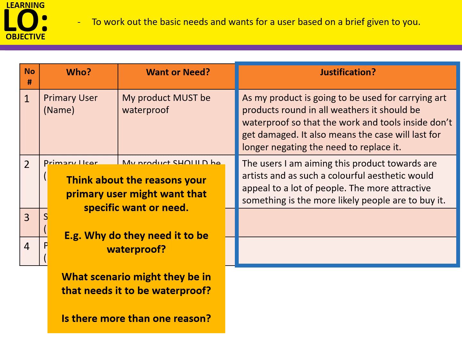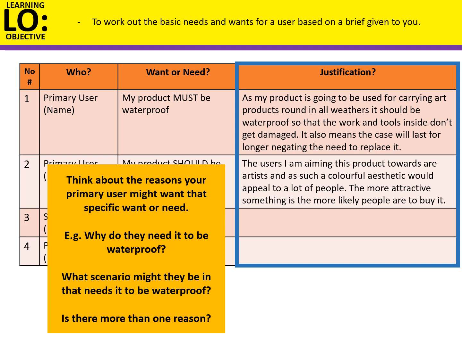And the last box, the justification. So justification means to give me a reason why you've chosen that want or need. Why have the primary users picked that to be their want or need? So you're going to ask certain questions of yourself. So for instance, I've said my product must be waterproof. Why do they need it to be waterproof? What scenario might they be in that need it to be waterproof? Is there more than one reason?